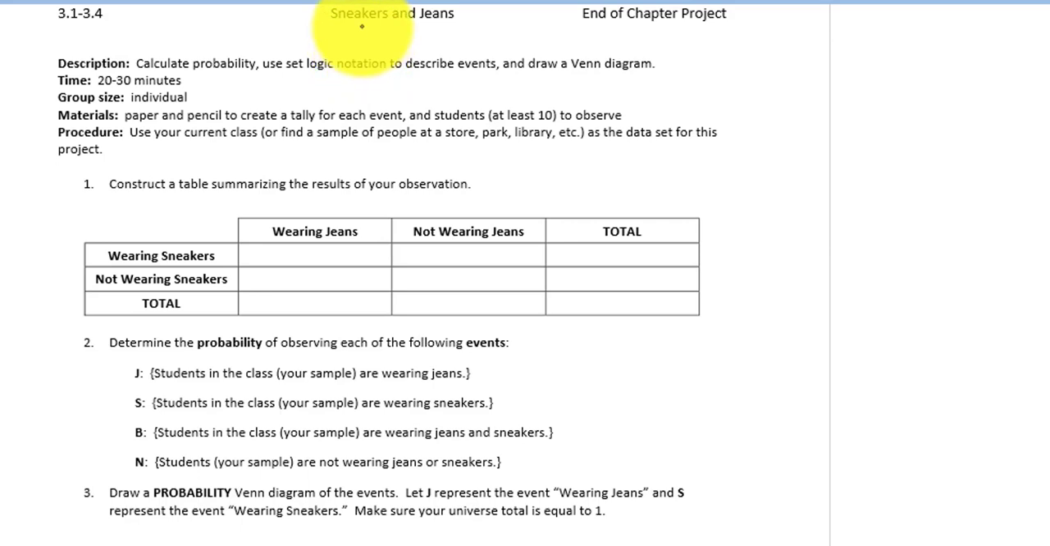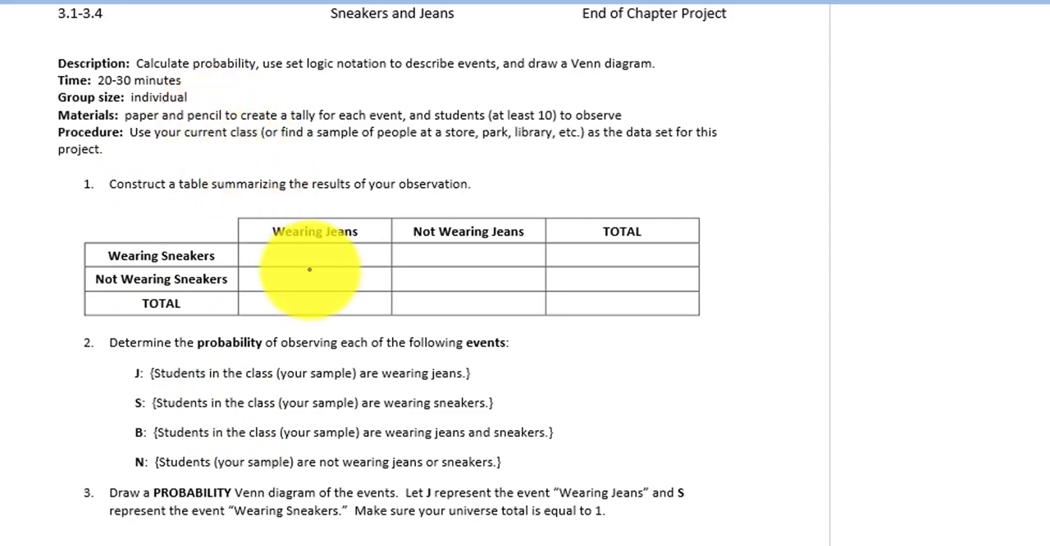The name of this project is Sneakers and Jeans, so I bet you can guess what we're going to be working with for observations for this project. My class thought it would be fun to observe the number of students wearing jeans and the number of students wearing sneakers in the class. So we can construct this two-way table and fill in frequencies for students wearing jeans or sneakers or different combinations of jeans and sneakers. And then we'll convert those frequencies into probabilities to answer questions about specific events in this project.